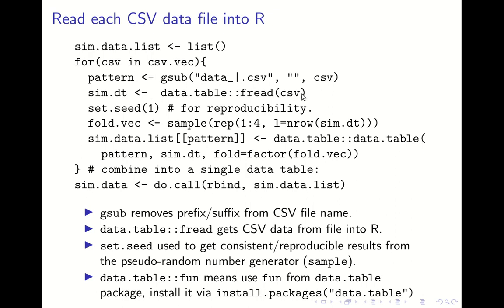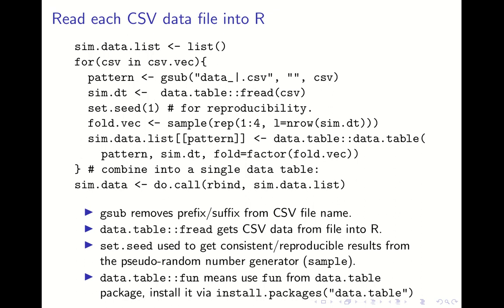Anyway, that's reading the CSV file from the file name to a data table data structure in R. And then I'm going to set.seed(1) for reproducibility. In R, there's a pseudo random number generator, and the randomness is controlled by this seed value. If we're always calling set.seed(1), then the next call to sample, where we're randomly assigning the fold ID numbers, is always going to give the same result, and that's always a good idea for reproducible research.